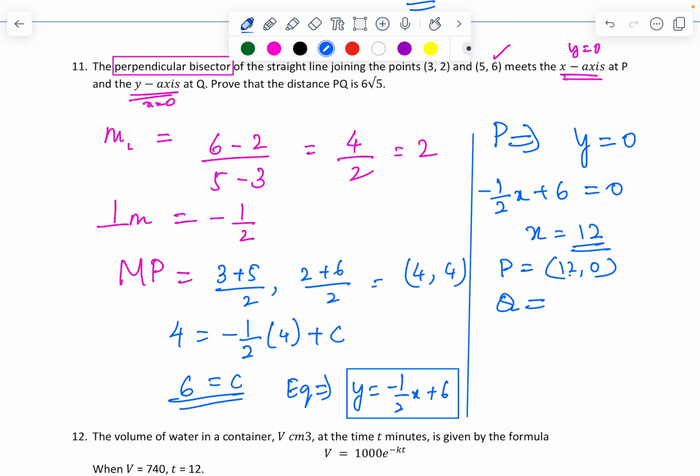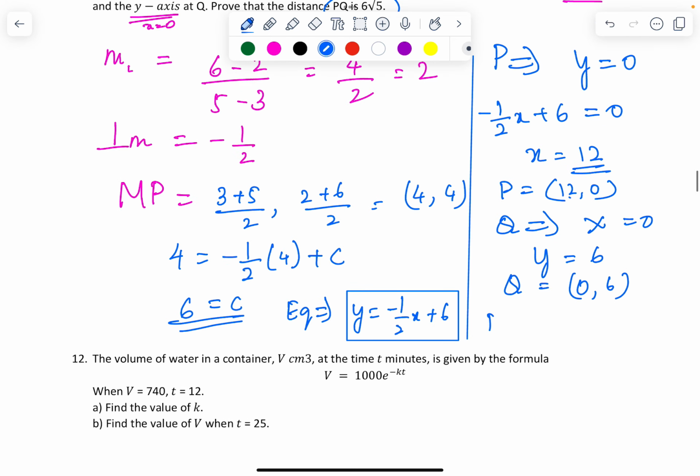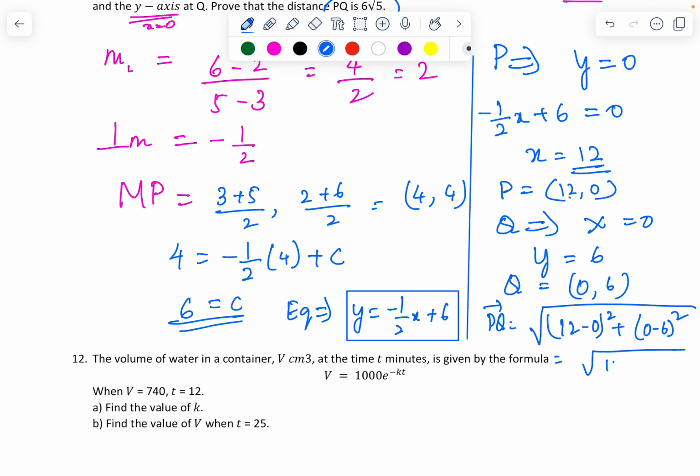Then point Q is meeting the y-axis, which means x equal to 0. So when x equal to 0, y is 6. So point Q is 0, comma 6. Now we need to find the distance. So PQ is equal to the square root of 12 minus 0, x1 minus x2 whole squared, plus y1 minus y2 whole squared. So this gives us 144 plus 36. When you substitute this, you will get the answer as 6 square root 5 centimeters. So this is our answer.